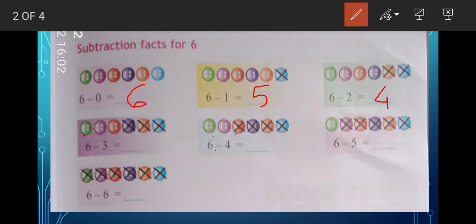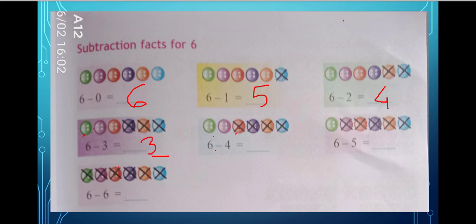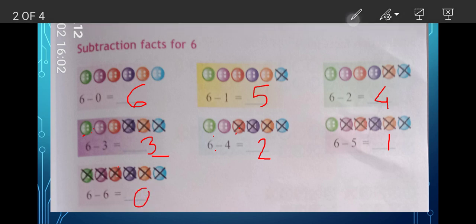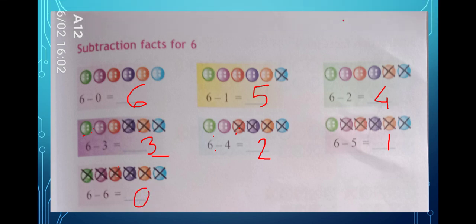Now here how many buttons are there? 6 buttons. Out of that 3 are crossed, right? 3 crossed means 6 minus 3 will be 3. In the same way here 6 buttons are there. Out of that 4 buttons are crossed. That means you have 2 buttons, right? Here 6 minus 5 will be 1 and 6 minus 6 will be 0. Alright children, it is very easy.